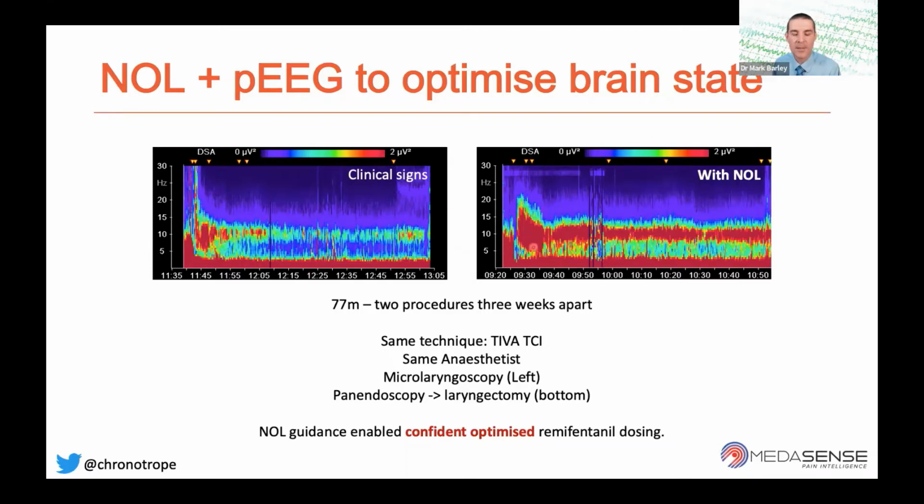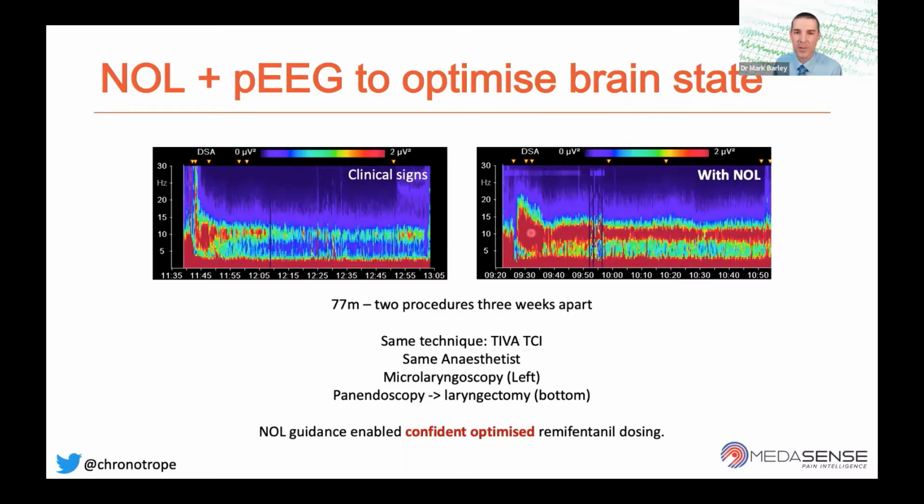This is a density spectral array, and you may well have heard in the literature about how patients with a low alpha power are perhaps more predisposed to postoperative delirium. Alpha power is here in this lovely thick red line. Both times I used essentially the same anesthetic technique, a TIVA TCI effect site concentration system using remifentanil and propofol. I used the NOL to allow me to titrate my remifentanil to the NOL value here, and I was able to preserve my alpha power.